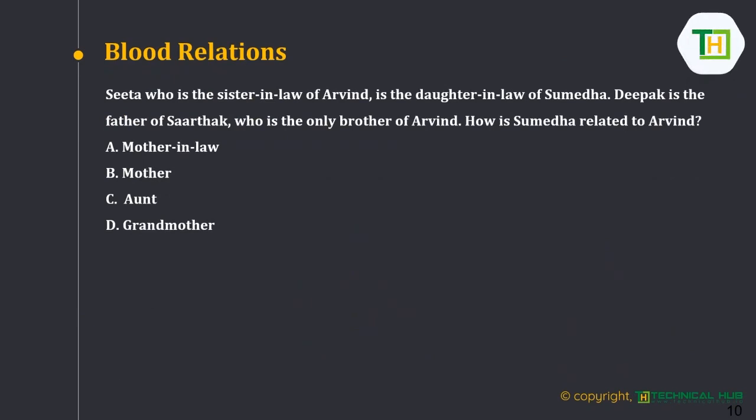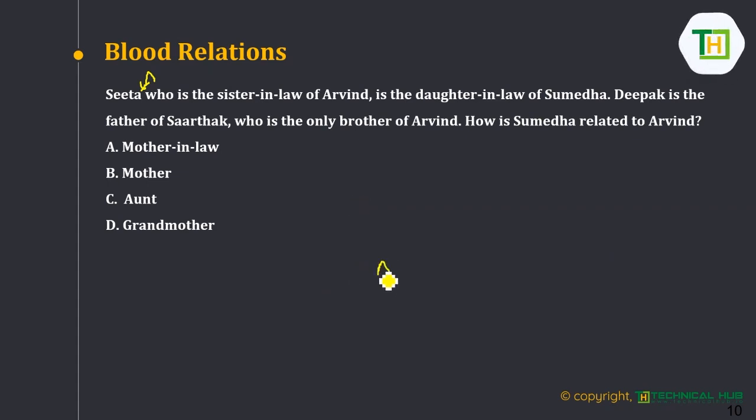Blood relations. So listen. Sita is, who here is taken as the previous person. Sita is the sister-in-law of Arvind. So sister-in-law means Arvind's sibling's wife is called sister-in-law. Siblings means Arvind's brothers; the wife is called sister-in-law.